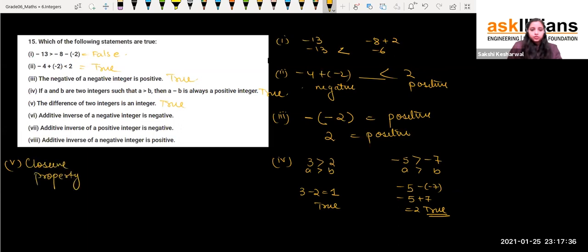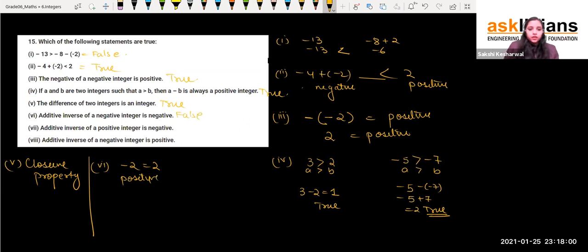Now if you talk about the sixth part, what is the sixth part? The additive inverse of a negative number is negative. Like if I say the additive inverse of negative 2 is 2, which is positive. Yes, the additive inverse of a positive number is negative, and the additive inverse of a negative number is again positive. So this is false.